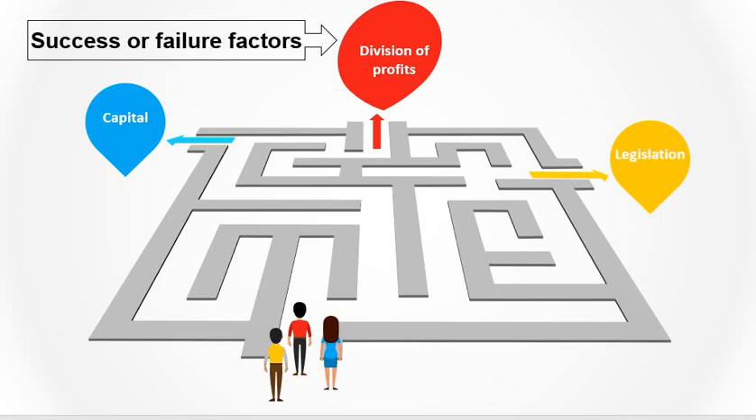Capital can be increased by getting more shareholders on board. However, the failure is that if they cannot grow into a very large business, they can't invite the public to buy shares into it. The division of profits.